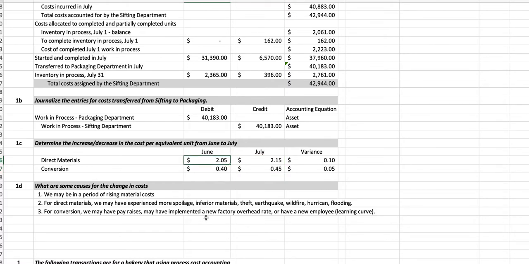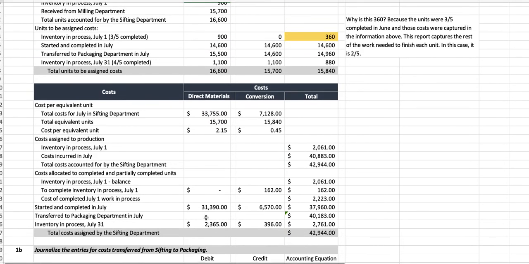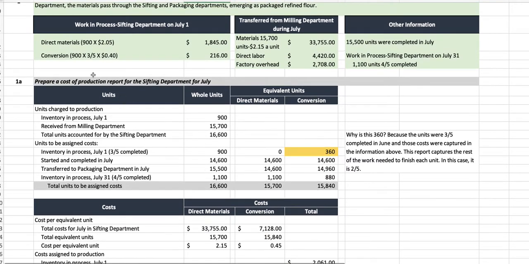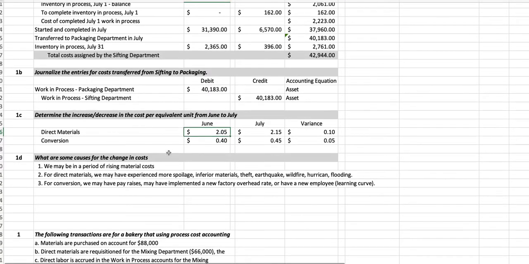It's been a long time since we've been to the top of this, so let's go back to the green section, and we can see that with the direct materials, they tell us that you have 900 units, and your direct material cost is $2.05. For conversion, the same thing. You have 900 units, and your conversion costs are 40 cents. So I pulled that information down here.